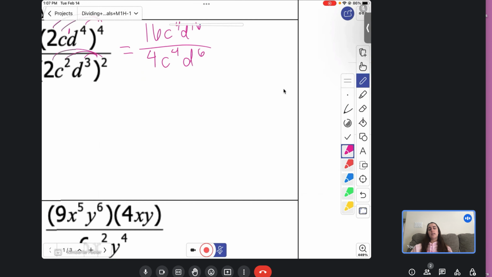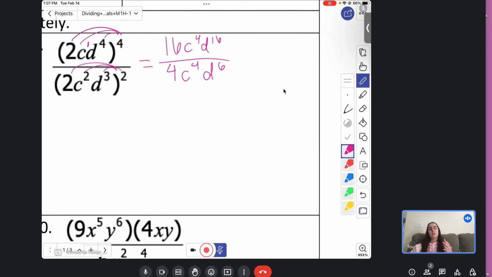And from here we can simplify, right? So now that we distributed those powers, this is what we just learned today. 16 divided by 4 is 4. C to the 4th over c to the 4th is 1 whole. And then d, 16 minus 6 is going to be 10.